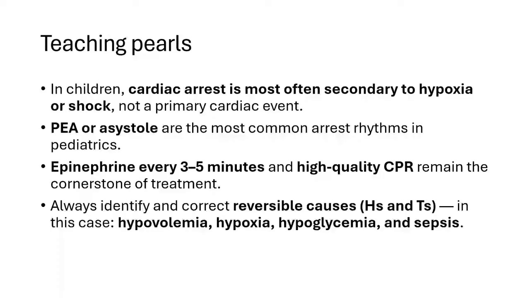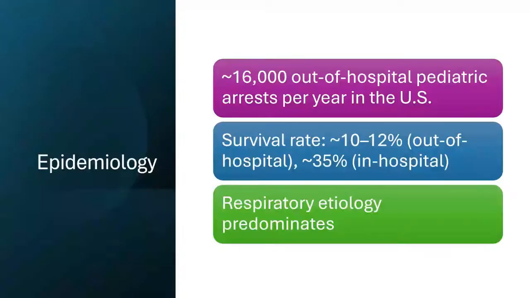In this case, hypovolemia, hypoxia, hypoglycemia, sepsis. So here's the epidemiology of pediatric cardiac arrest: 16,000 out-of-hospital arrests per year in the United States. Survival rate being 10 to 12%, with the in-hospital survival rate being 35%. And then, as we mentioned earlier, the respiratory etiology predominates.